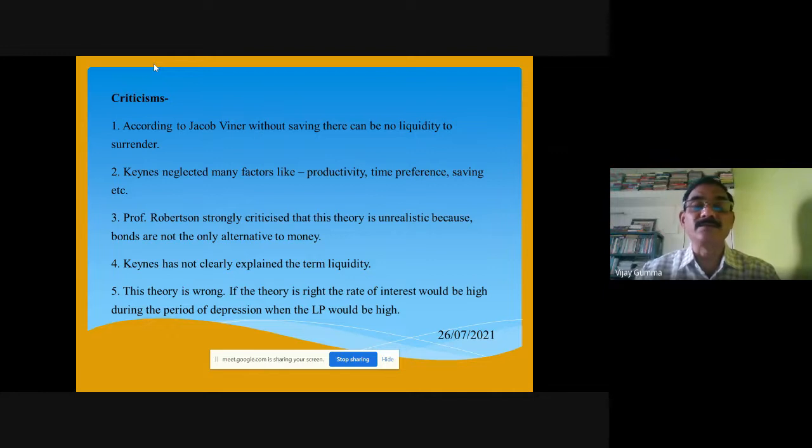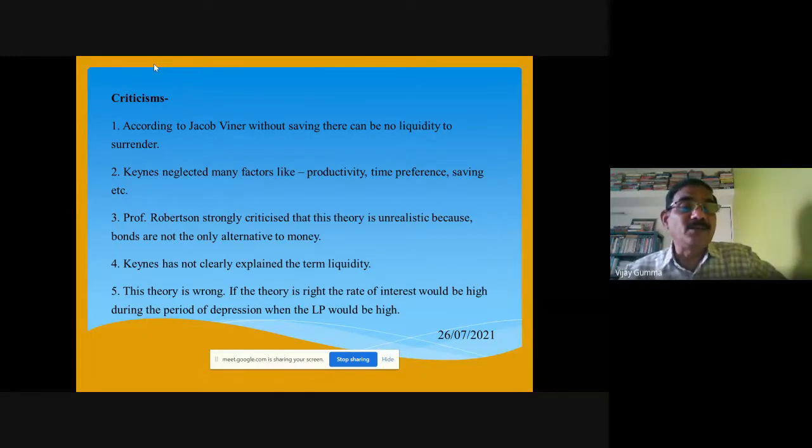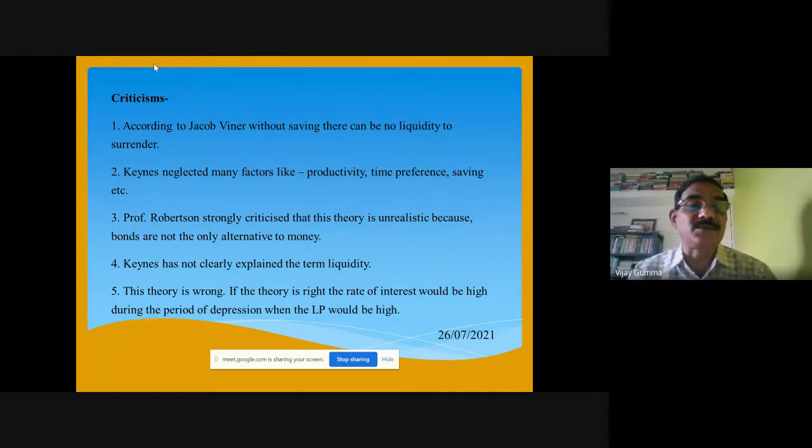One cannot sacrifice money unless one has already saved money. Without saving, no one can part with liquidity. Secondly, according to critics, John Maynard Keynes neglected many factors which influence the rate of interest, like productivity, time preference, and saving. All these factors affect the rate of interest.